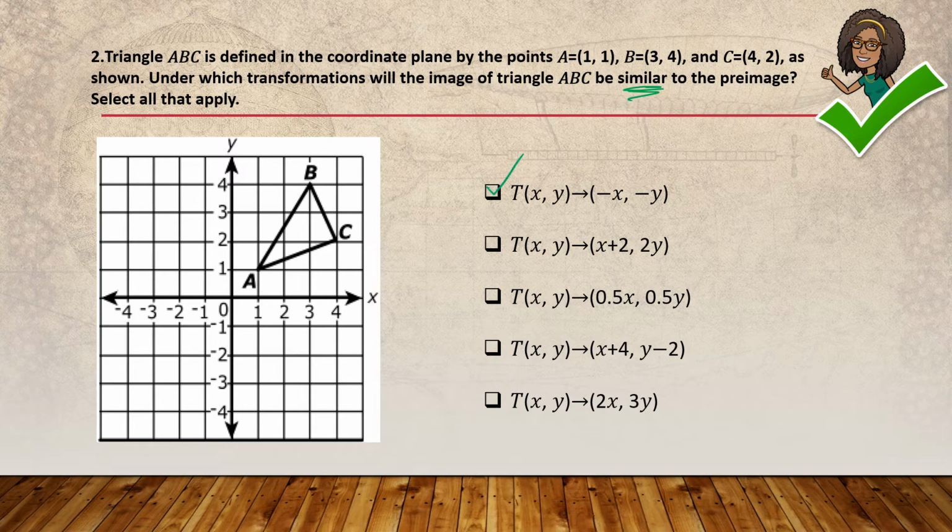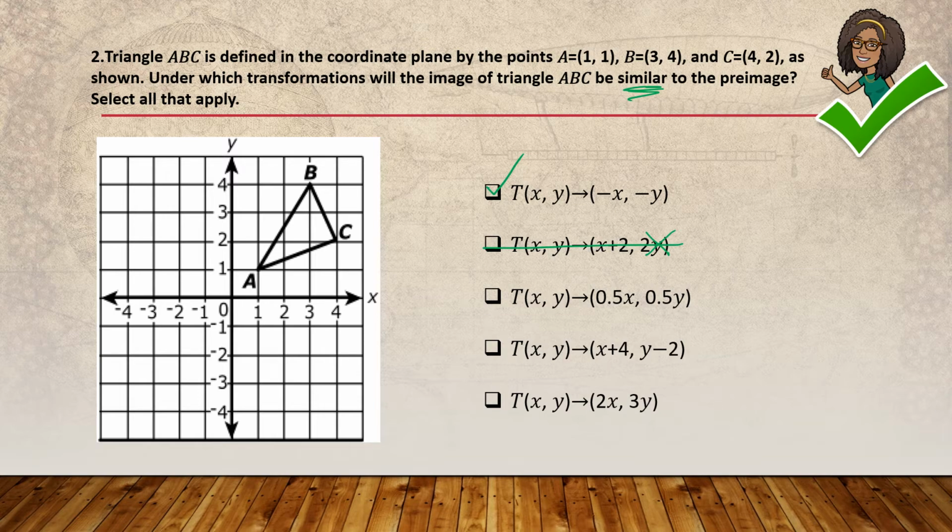Will that produce a similar figure? Of course, it will still be the same size and shape as the pre-image. The second one looks like there's some type of transformation and a dilation or a scale factor applied only to the y coordinate. It's not applied to the x as well. So this one cannot be true because we don't have a dilation with a scale factor for both x and y.